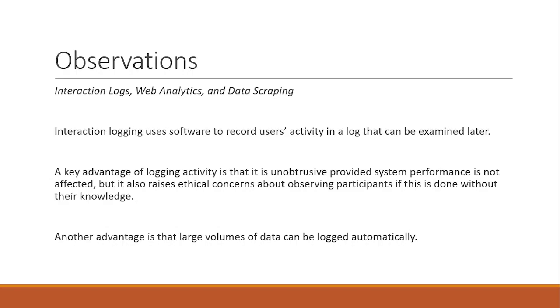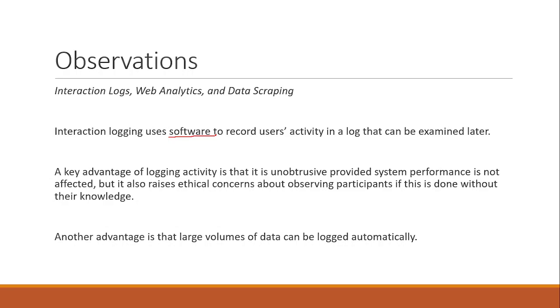Interaction logging uses software to record users' activity in a log that can be examined later. So there is software that tracks user actions on a specific application or program. Later on, you can access the interaction logging software and see the different actions done by the user.